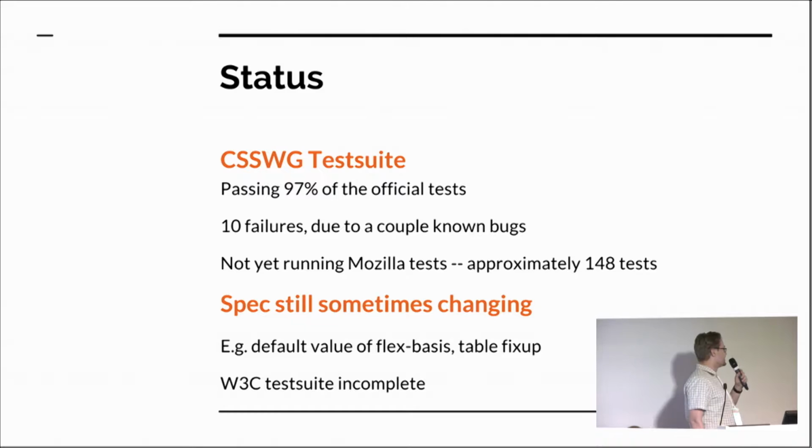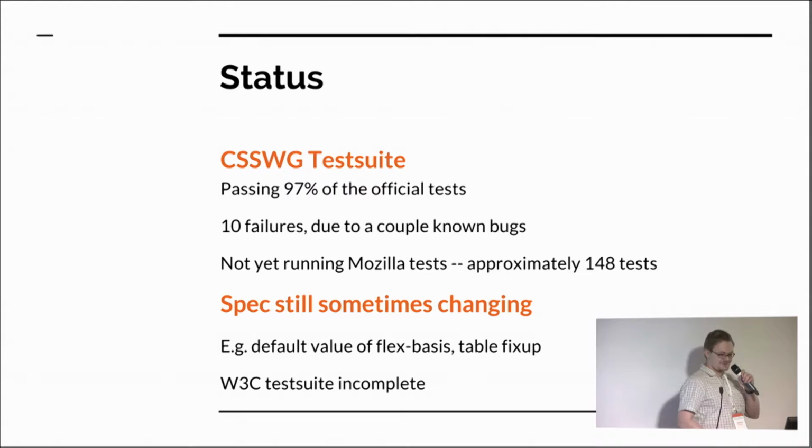One of them is actually a bug in the test that I haven't fixed yet. But it's a few things like visibility collapse and a few other minor things. There's also, as I recently found out, another directory in the W3C test repository which has 148 tests that Mozilla has contributed. Since I wasn't aware of them until recently, I have no idea how many we pass or fail, but we should run those as well.